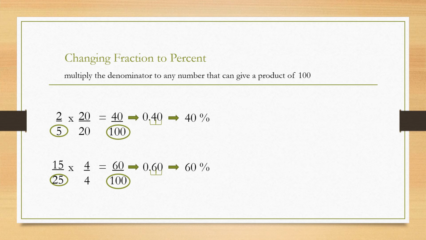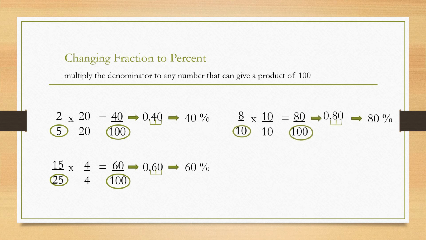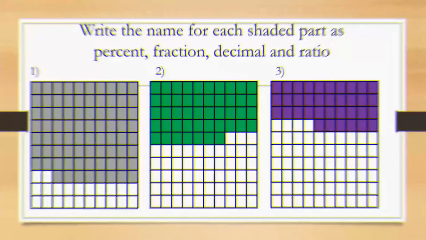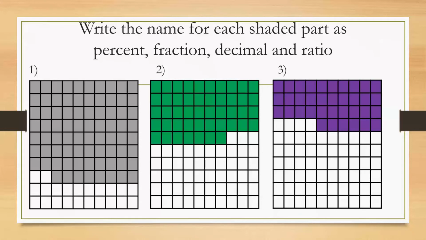So, tandaan ha, hanggat hindi 100 ang ating denominator, hindi natin siya pwedeng gawing percent. Kasi pag sinabi natin percent, ibig sabihin per 100. So, we have another example here. 8 times 10, that is 80/100. Sa decimals, that is 80 hundredths. So, pag 100 ang ating denominator, pwede na natin siyang gawing percent. So, that is 80%.